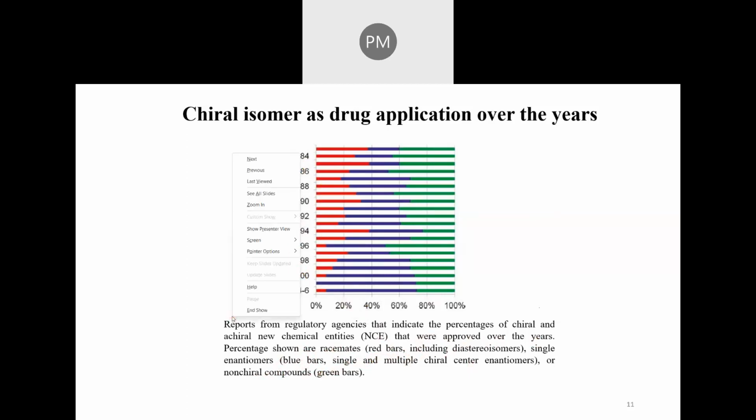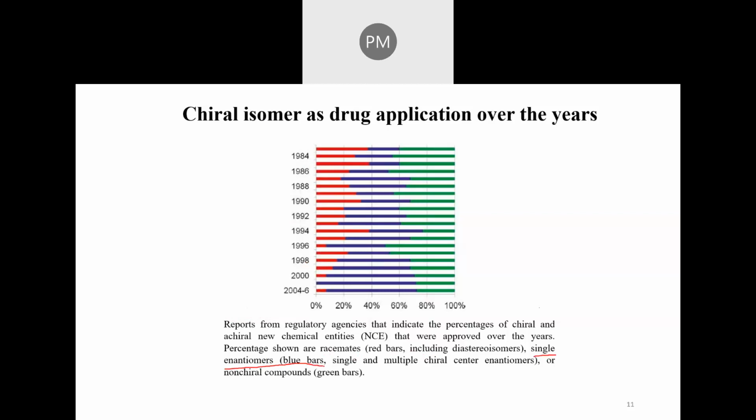So if we look at chiral molecules, the maximum of chiral molecules are used in drug application. The blue bars mean single enantiomer. So for chiral molecules, if there is a single enantiomer, it is used as a drug in most of the cases.